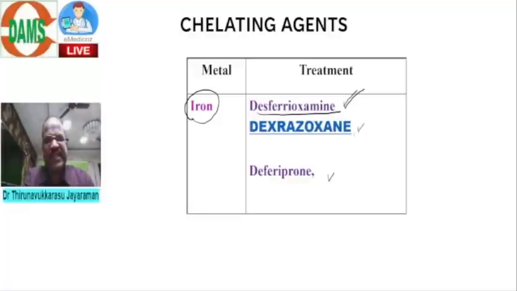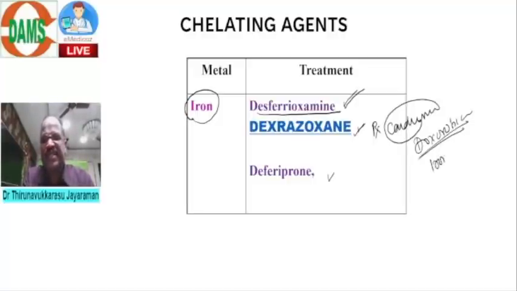And dexrazoxane, a special iron chelator, is useful to minimize cardiomyopathy due to doxorubicin. Doxorubicin, an antibiotic anti-cancer drug, causes the adverse effect of cardiomyopathy because doxorubicin in the presence of iron forms free radicals. The free radicals may cause myocardial damage causing cardiomyopathy. To control that, we need an iron chelator that can be dexrazoxane. So for treating iron poisoning, the right answer for your question is desferrioxamine.